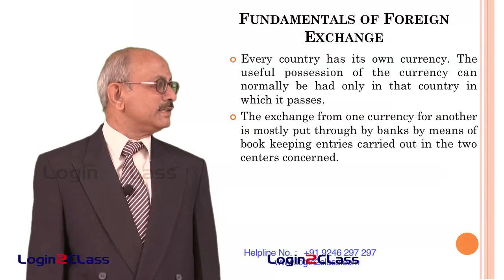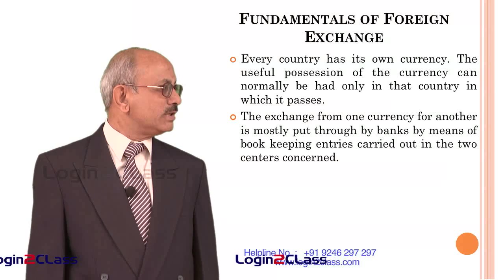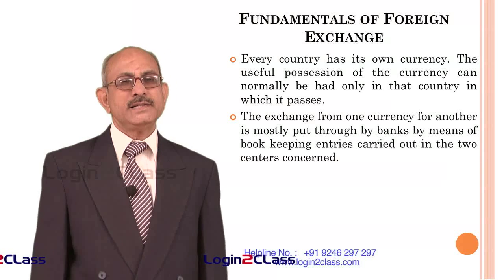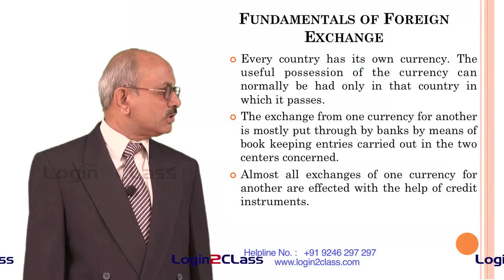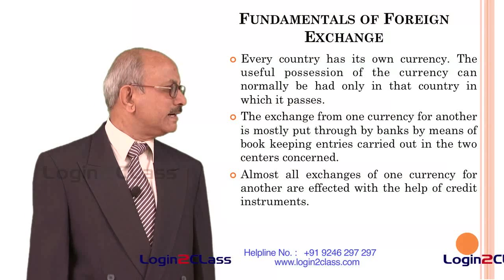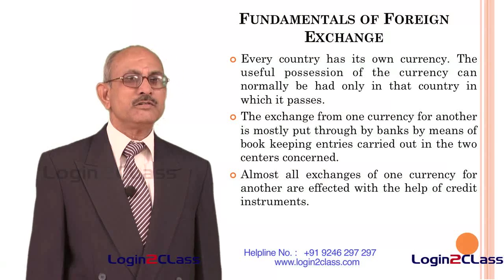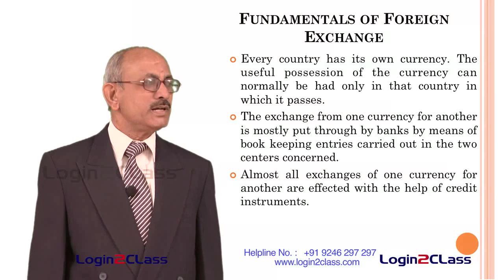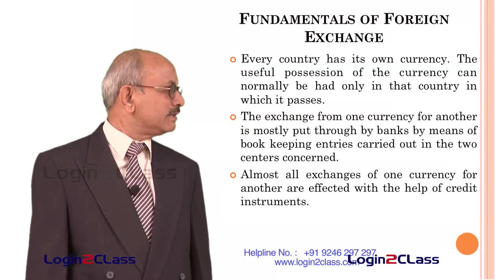The exchange from one currency for another is mostly put through by banks by means of bookkeeping entries carried out in the two centers concerned. That means most of the foreign exchange is done by the bank, and these days certain other entities also are permitted to deal in foreign exchange. Almost all exchanges of one currency for another are effected with the help of credit instruments. Normally, there is no physical movement. Normally, it is done between two banks. Though you will be getting foreign currency, the actual movement of currency is avoided to a great extent. Normally, it is done with the help of credit instruments.